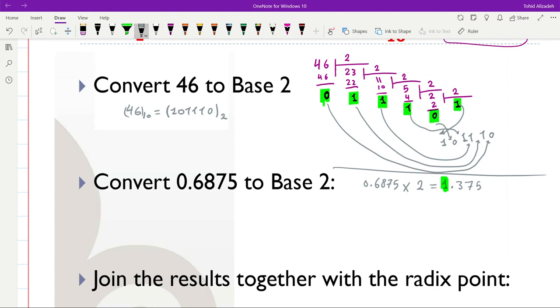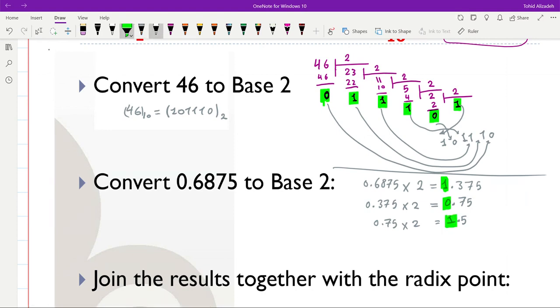And then we just drop that integer part and continue with 0.375 and multiply it by 2, which will give us 0.75. So this 0 will also be important. And then we just drop 0, and 0.75 multiplied by 2 will give us 1.5.